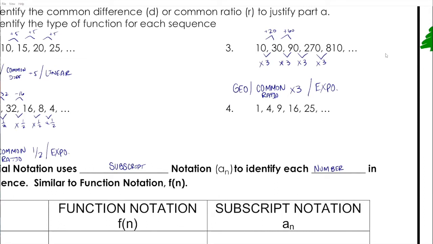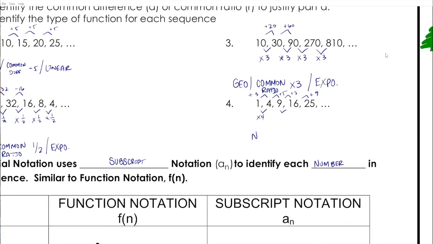And then our final one, 1 to 4 is plus 3, 4 to 9 is plus 5, 9 to 16 is plus 7, 16 to 25 plus 9. So it's not really arithmetic because we don't have a common jump. Okay, what if I check geometrically? To get from 1 to 4, we'd have to times 4. Well, 4 to 9 isn't even going to give me anything close. 9 to 16 is the same way. So this would be an example of neither sequence.